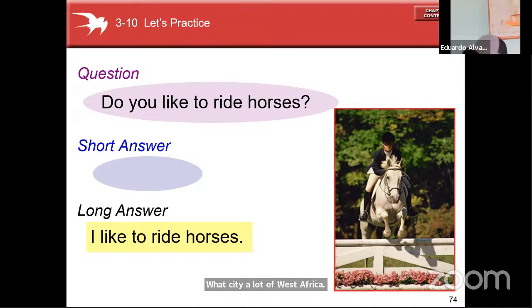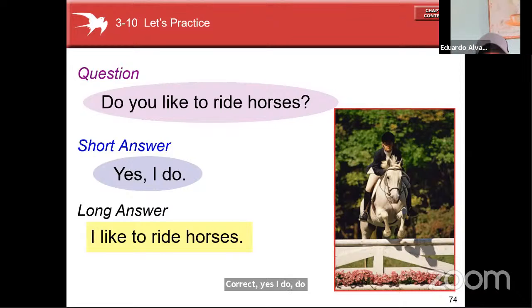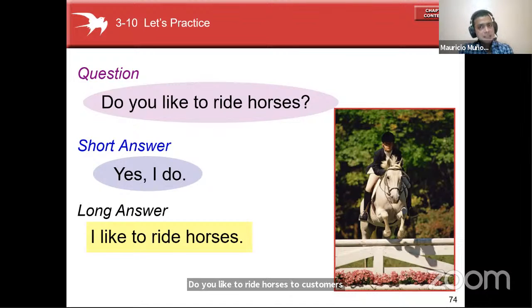Yes, I do. Correct. Yes, I do. Do you like to ride horses? ¿Te gusta montar caballos? Sí, sí me gusta. Yes, I do. Or, yes, I like to ride horses.